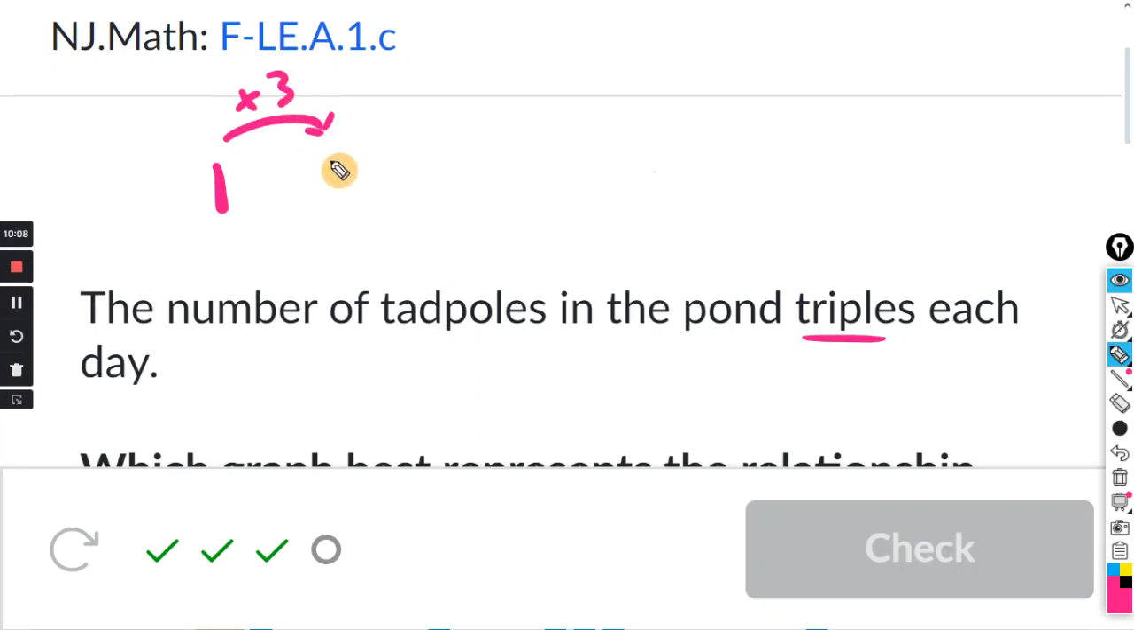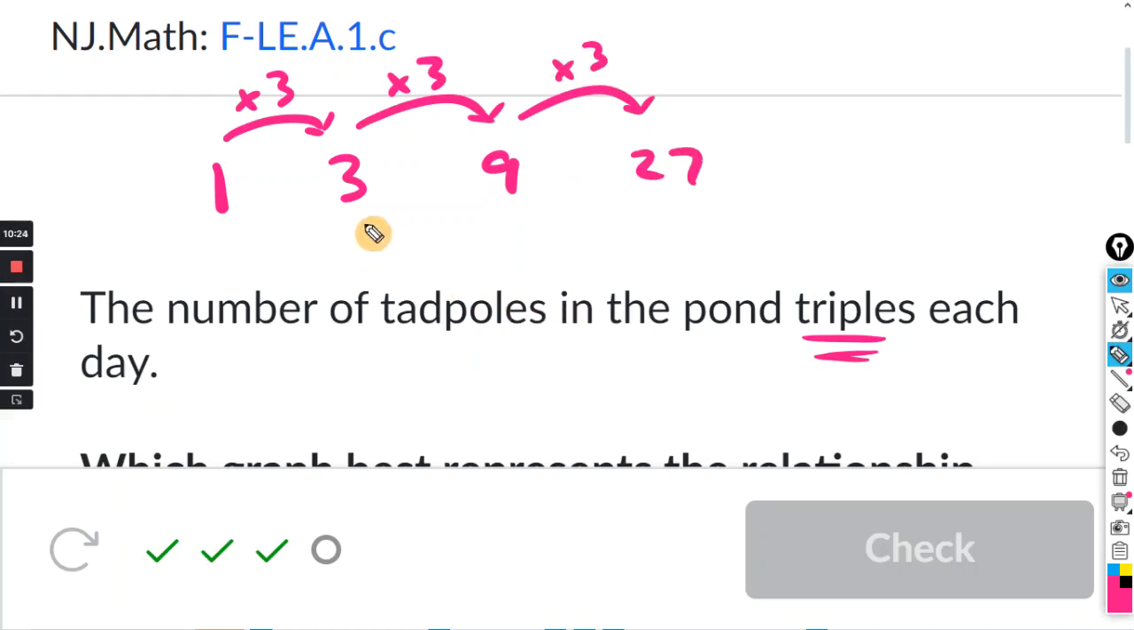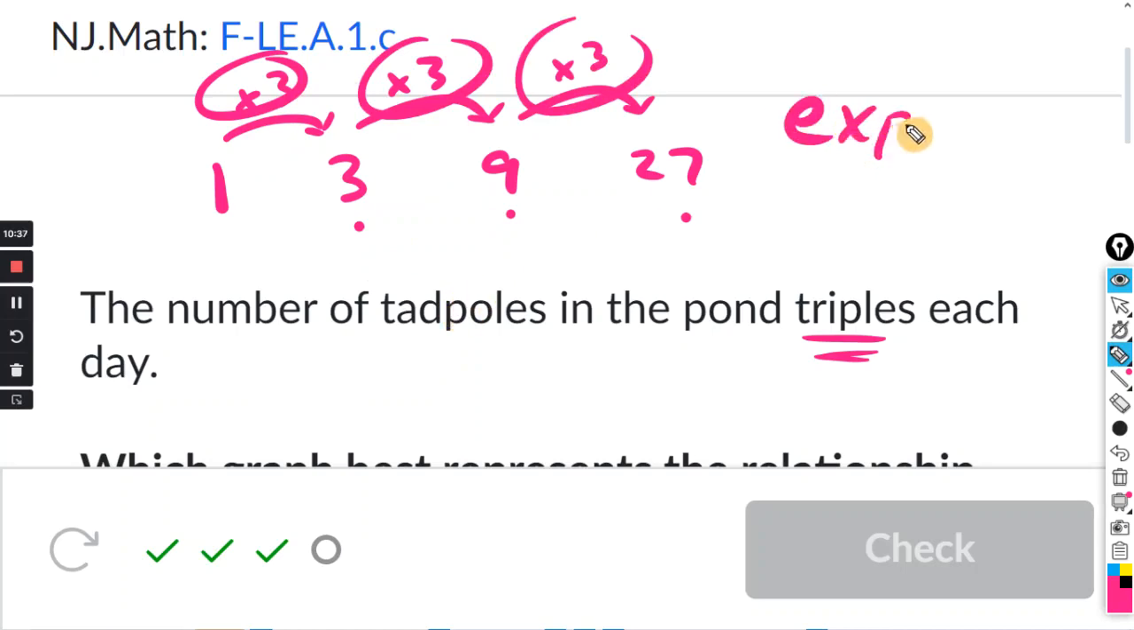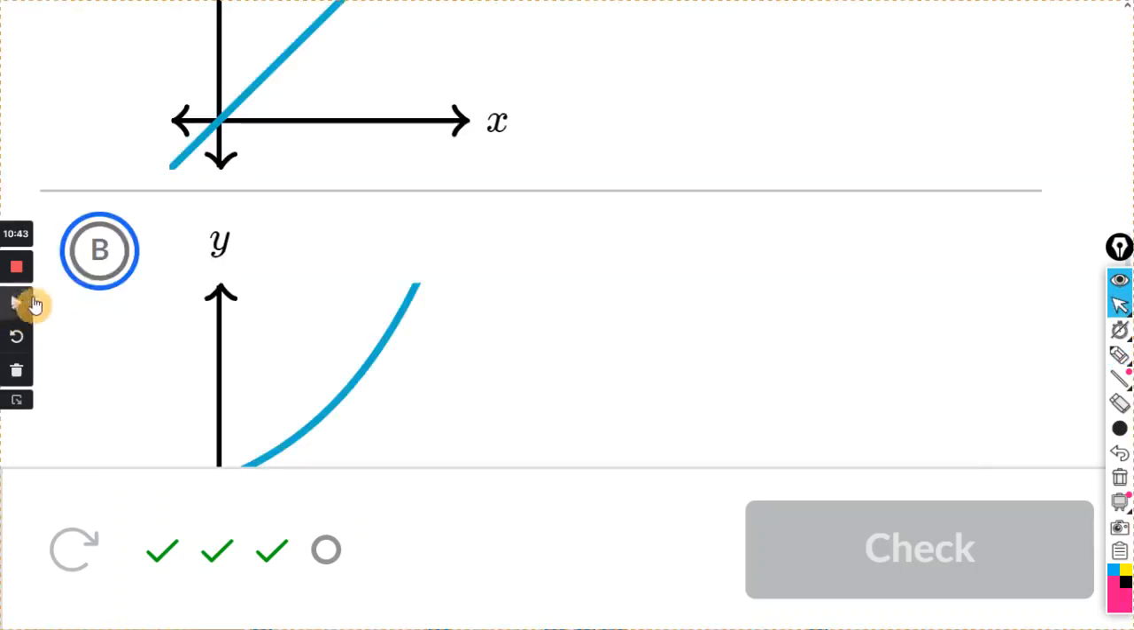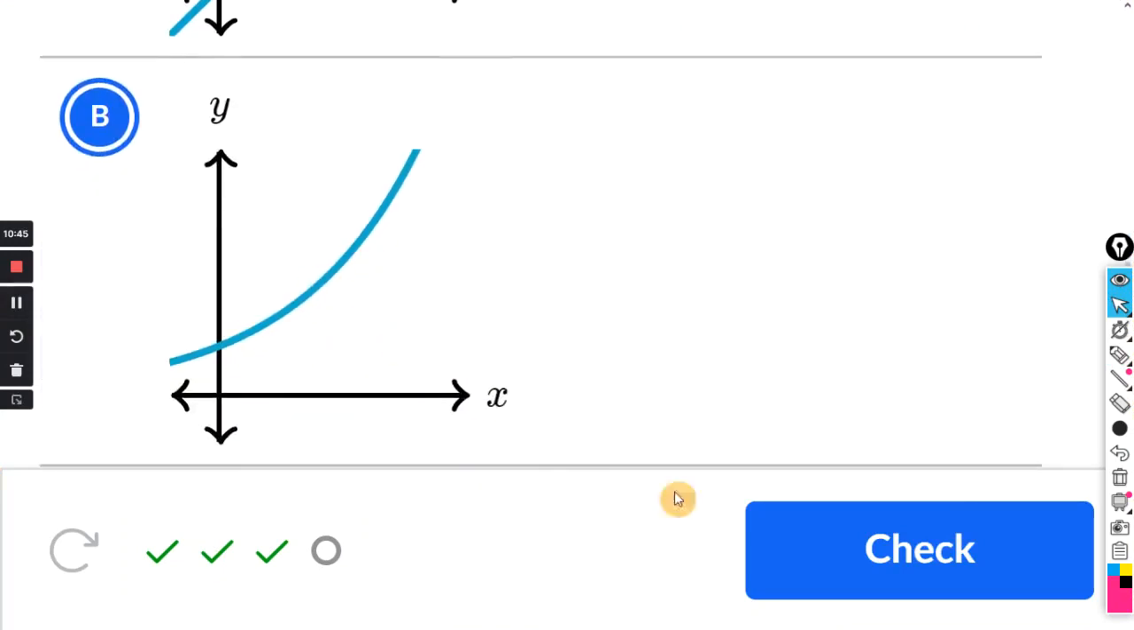1 times 3 is 3. Then it triples again, so you're going to do times 3. 3 times 3 is 9. And it triples again, times 3. And 9 times 3 is 27. Now, do you need these actual numbers? No, you don't. You just need to know that it's times 3 each time. And we said in the notes, when you multiply or divide by the same number each time, that's going to be exponential. So that's answer B, the curve right there.